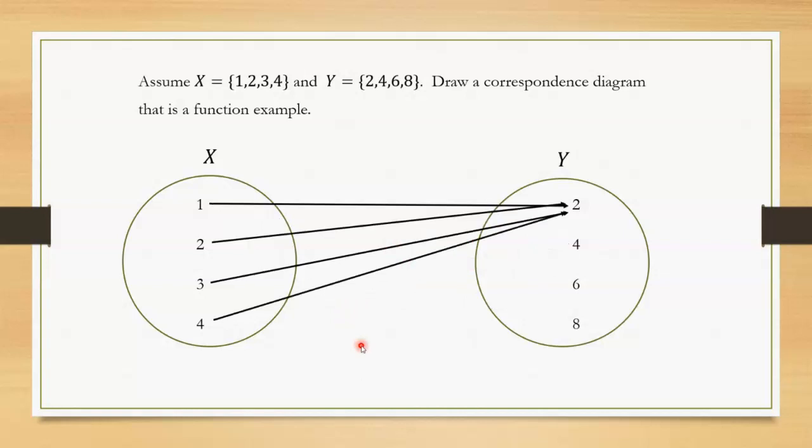Okay. Here's another example of a function. I know some of you are thinking, that's a function? Well, yes, it is. Yes, this is a function. Again, you only have one arrow coming out of each domain element, as you can see.